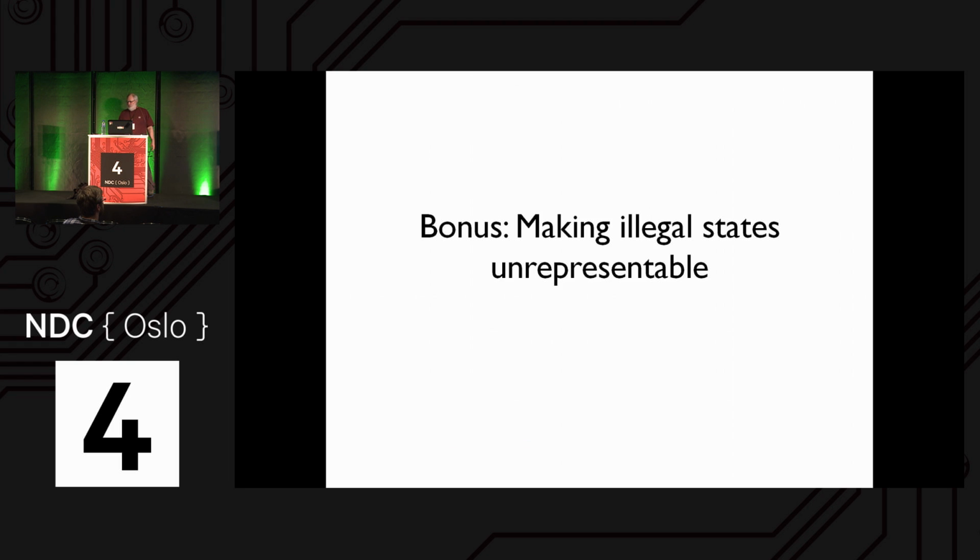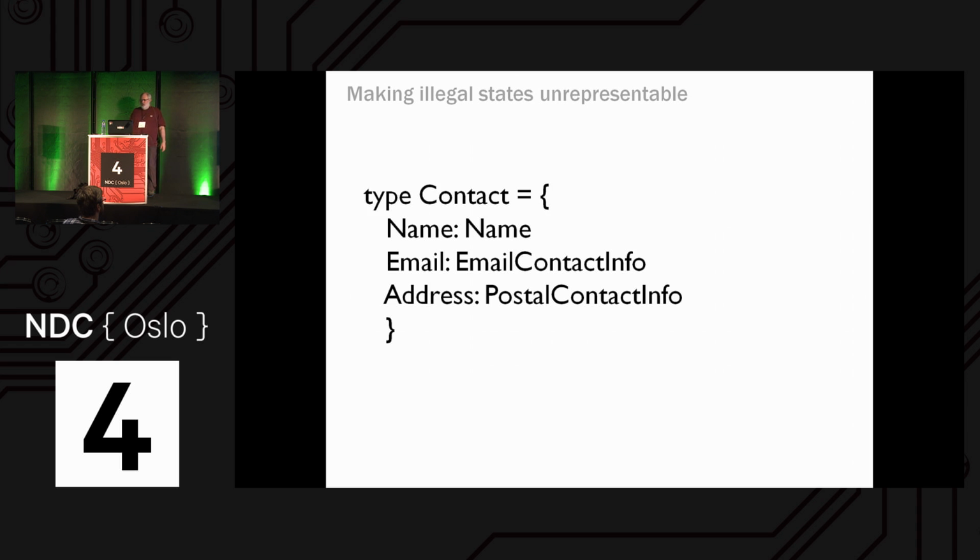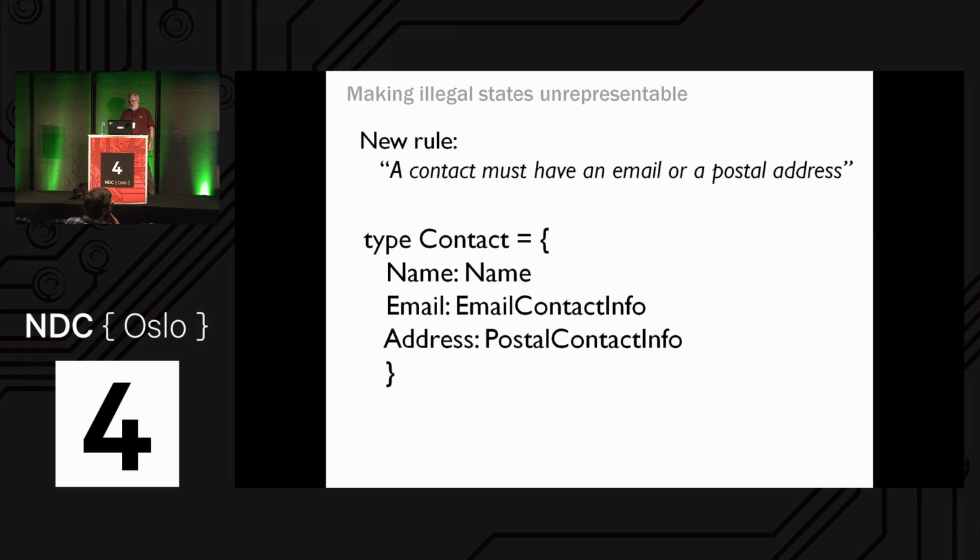All right, let's do one more thing. Making illegal states unrepresentable. So sometime later, we decide to add an address. As well as having an email, a contact could have a postal address as well. Now the business says we need a business rule: a contact must have an email address or a postal address. That sounds sensible. So let's look at this design. Does this design meet the requirements?